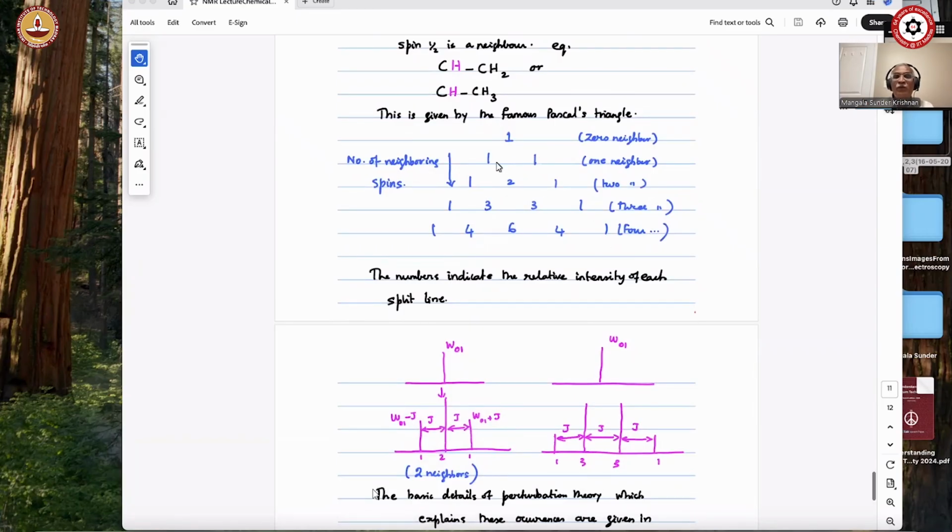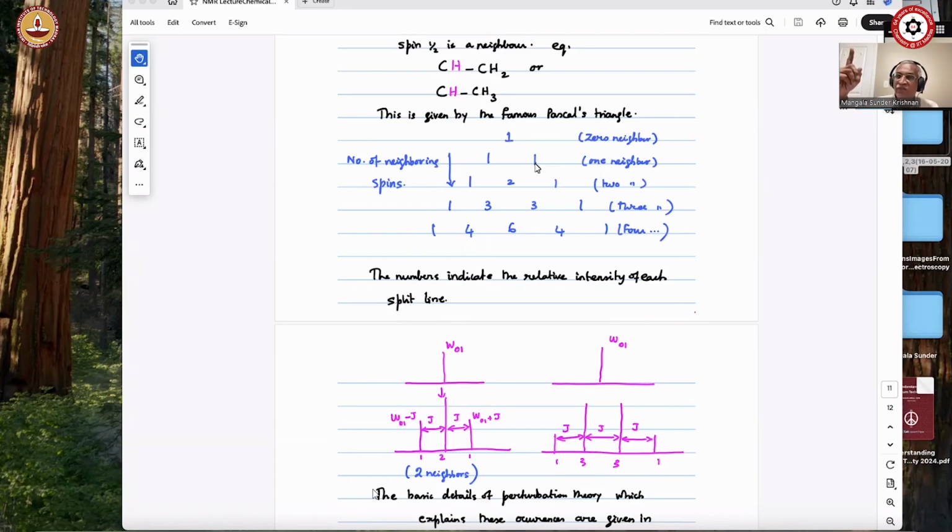Remember, 1 plus 1 is 2. 1, 2, 1, the sum is 4, 2 raised to 2. 1, 3, 3, 1, the sum is 2 raised to 3. 1, 4, 6, 4, 1, which is 16, the sum is 2 raised to 4. So, depending on the number of nuclei, the split will be 2 to the number of that nuclei.